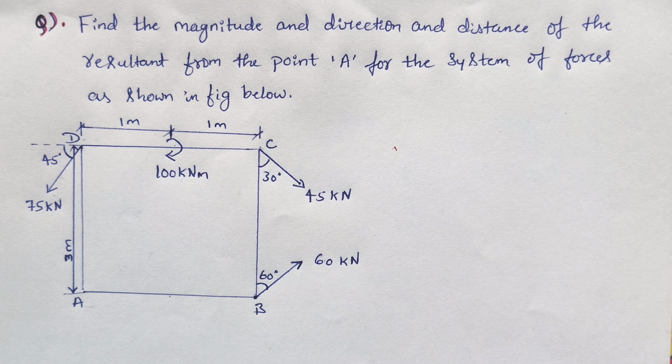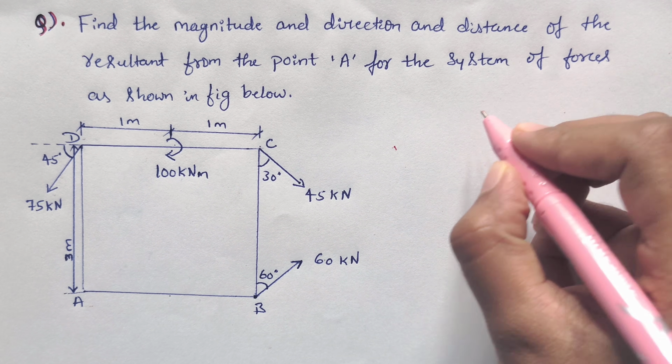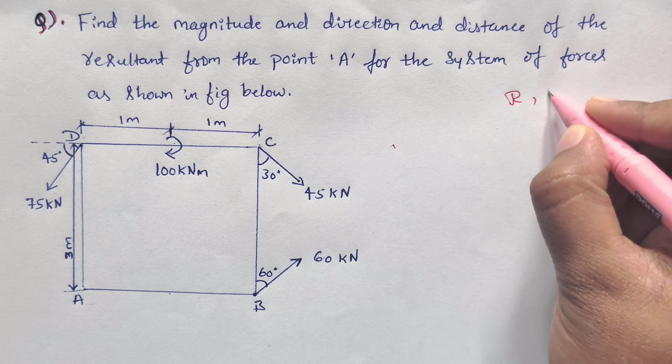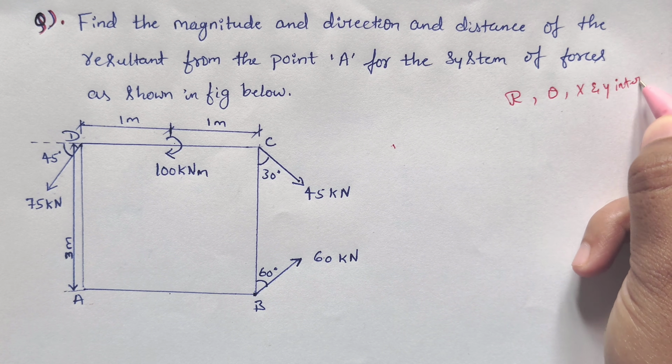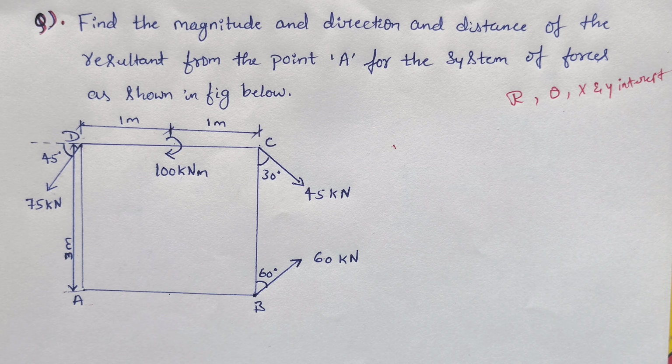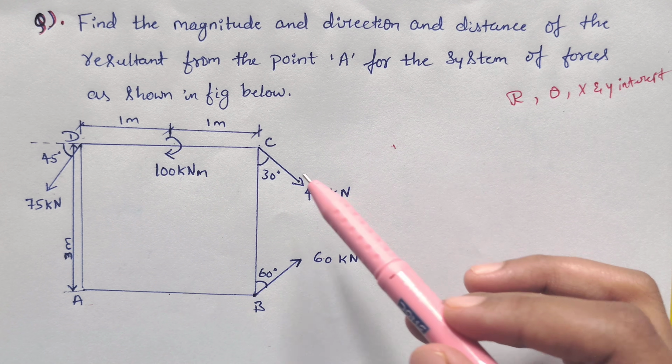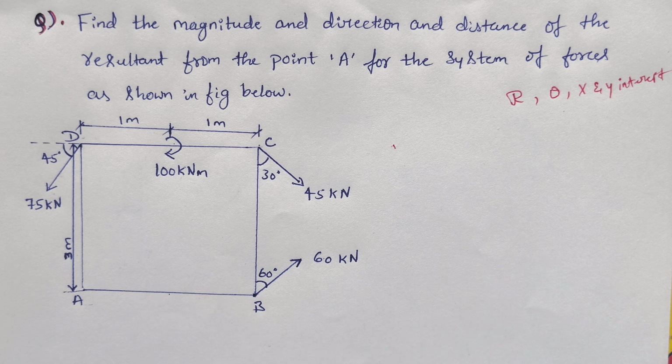So in the question itself they have asked what to find out. So what are the unknowns now? You have to find R, theta and X and Y intercept. Correct? Next, what is the first step? We had to resolve the vertical and horizontal components of the forces. And in this figure, they have also provided the moment. Correct? So, all the inclined forces are there. For that, we have to find out horizontal and vertical component.